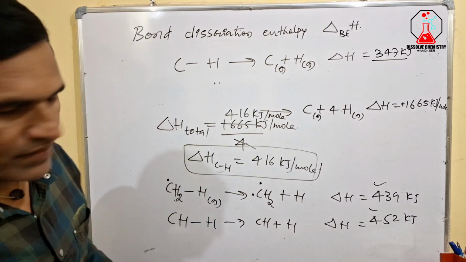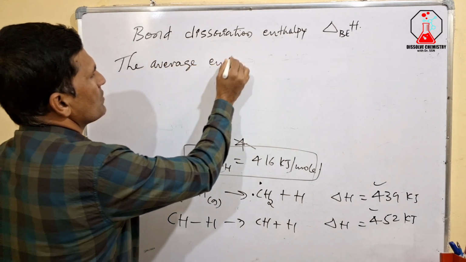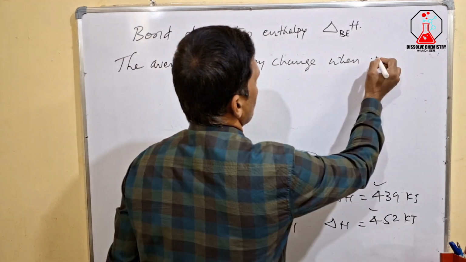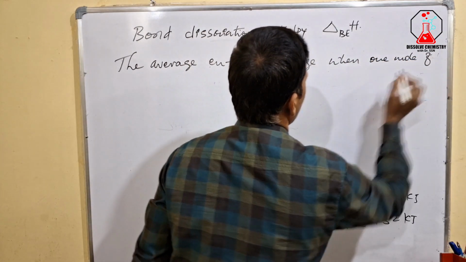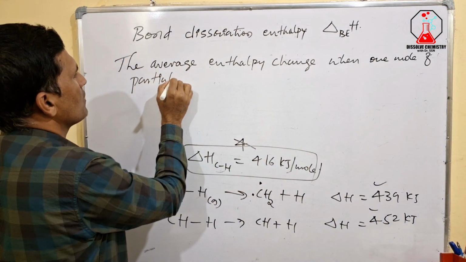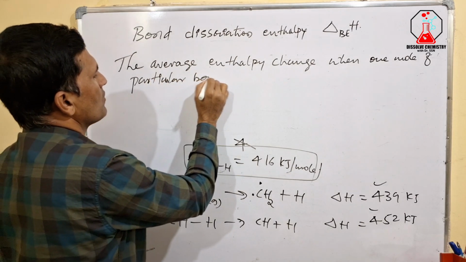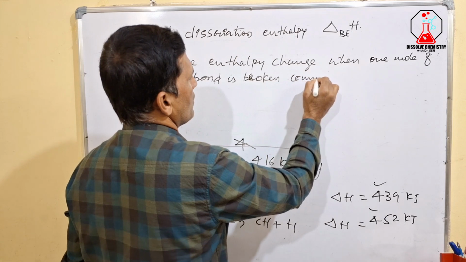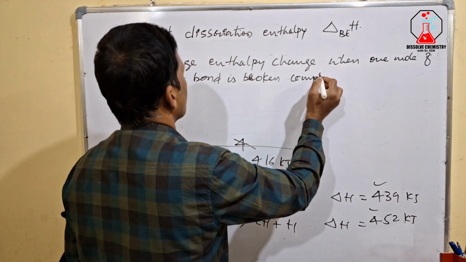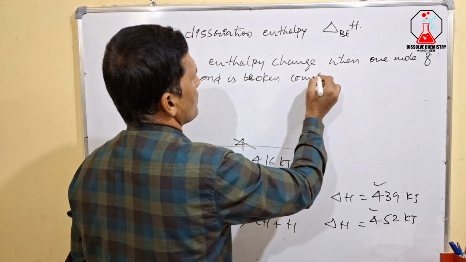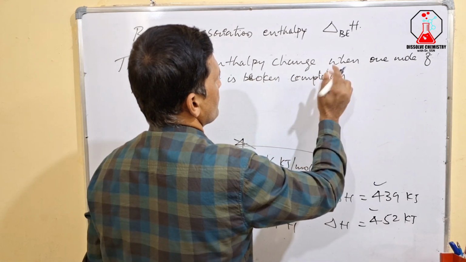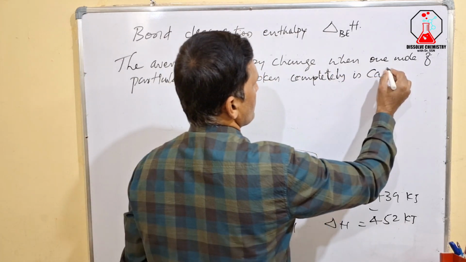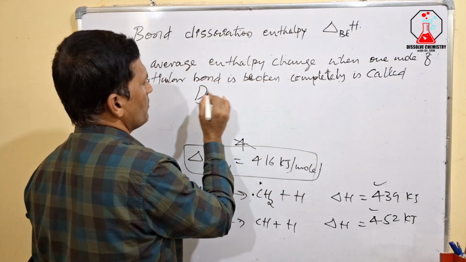Okay, so now let us define this. The average enthalpy change when one mole of a particular bond is broken completely is called bond dissociation enthalpy, or bond enthalpy we call it.